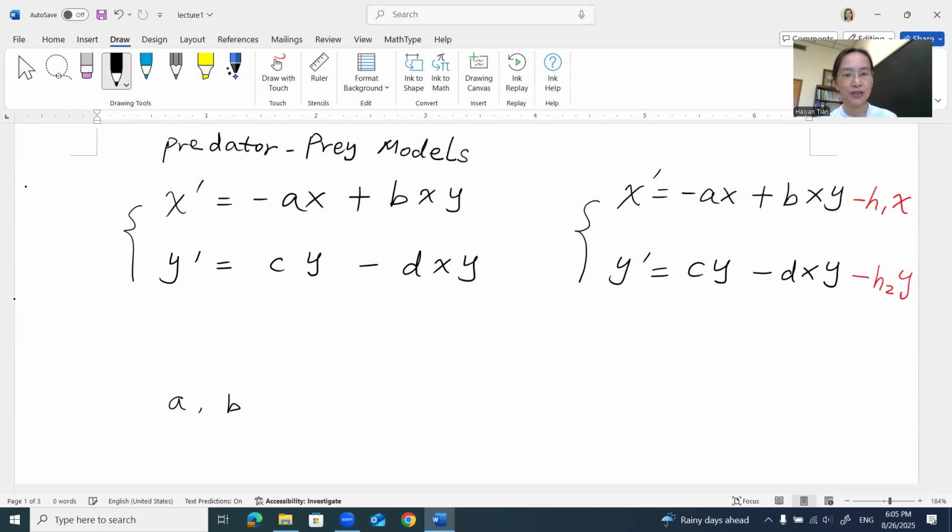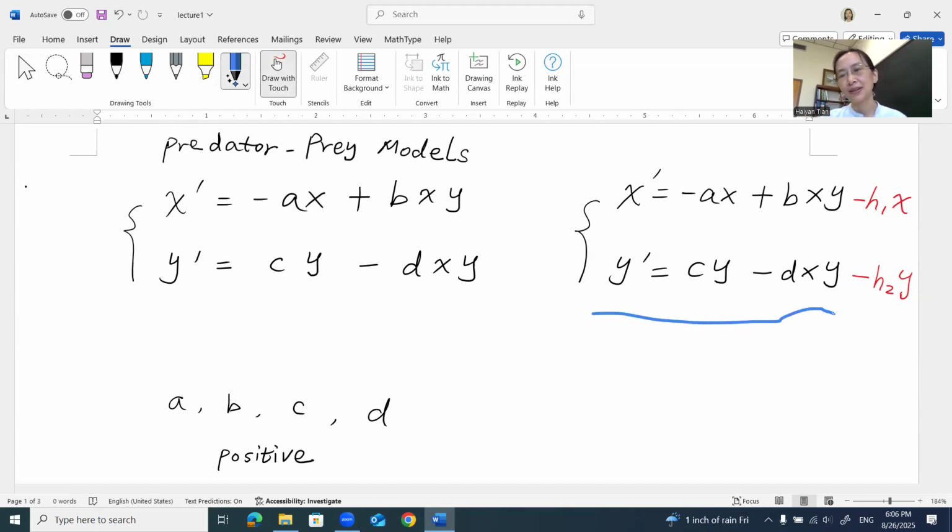Those coefficients are positive numbers, so they're all positive. So you look at the second system of two equations, and the only difference is we also have the terms you see, negative AX, BXY, etc., except the additional terms on the right.